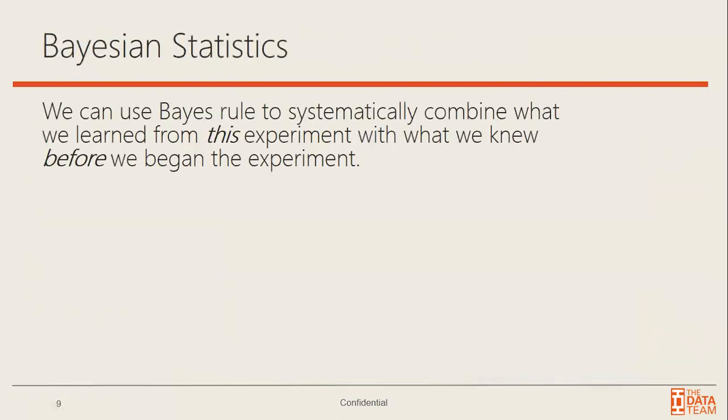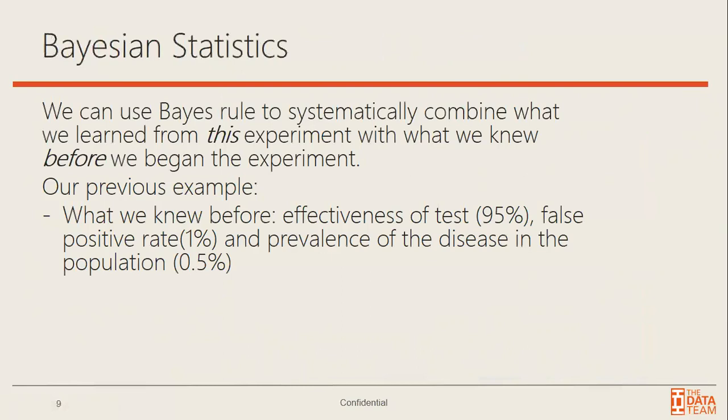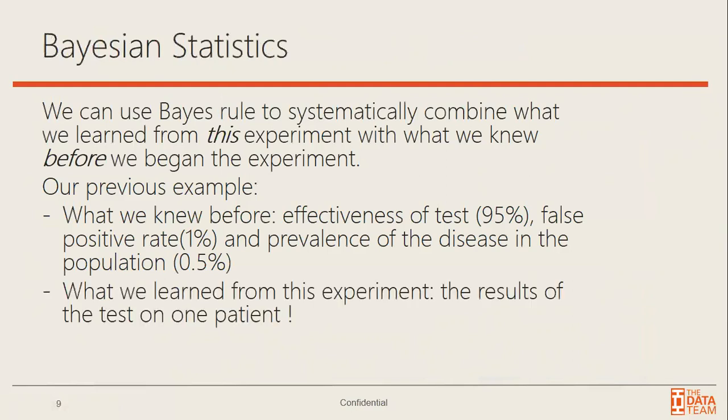So let's talk about Bayesian statistics. In Bayesian statistics, we systematically use the Bayes rule and combine what we learned from the experiment with what we knew before we began the experiment. In our previous example, we learned that the effectiveness of the test was 95%, the false positive rate was 1%, and the prevalence of the disease was 0.5%. What we learned from this experiment is basically the test result of one patient. Suppose there are multiple patients and therefore multiple data points. Then you would get a posterior that is a probability distribution as opposed to a single probability value. That's where we are going.